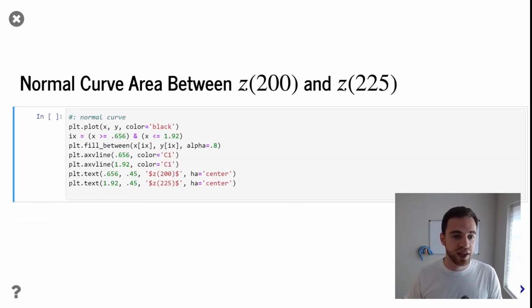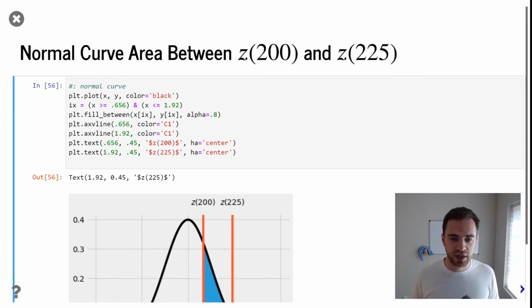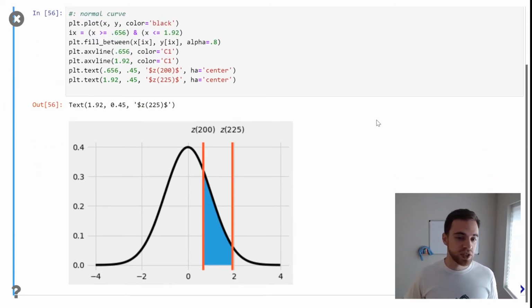Now I could go back and actually do that. Let's do that here in a second. But just to give you a picture of what I've done, I found the weights in standard units. So I took 200, converted it to standard units. I found that it was about here. Took 225, converted it to standard units. I found that it's about here. And then I found the area of the normal curve in this interval.